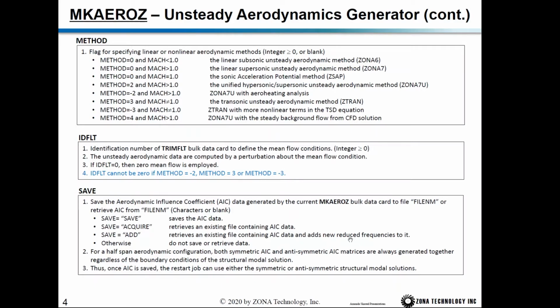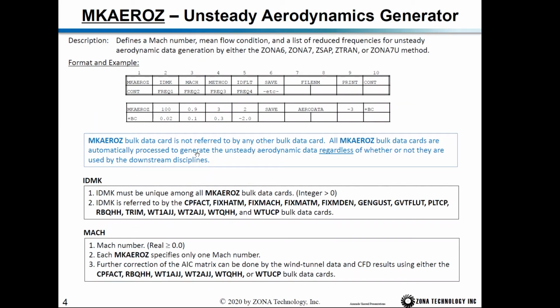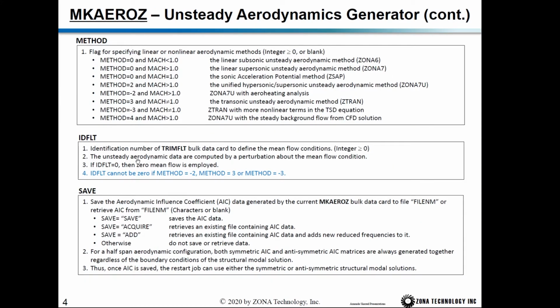So in other words, for example, if I have a reduced frequency equal to 0.02, 0.1, 0.3, and 2, and the AIC matrices at those frequencies are already saved, but I want to add an additional reduced frequency, say 1, into this list, then I can say add. So ZAERO will retrieve the AIC matrices of those reduced frequencies and only compute the AIC matrix of the newly added reduced frequency. And if you leave it blank, then ZAERO will not save or retrieve AIC.